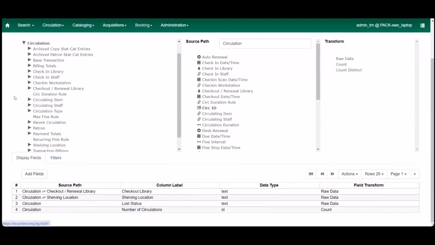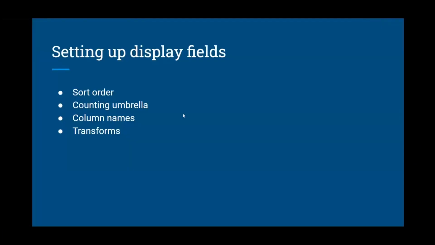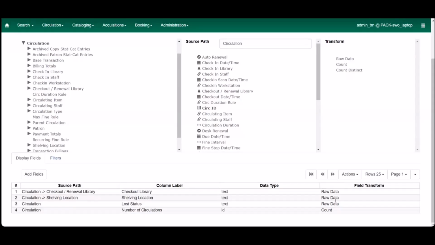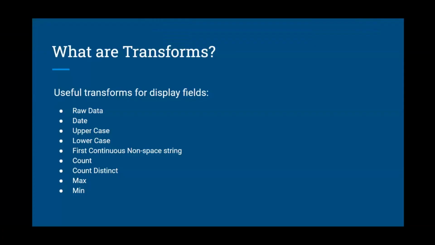All right, so let's go ahead and come back into our slides. And let's talk about transforms. So what are transforms? Transforms are basically how you transform the data to appear the way you want it to. If you choose raw data, which of course is the default, and that's what most of our stuff is here, then you're going to see in your output exactly how something is recorded in the database. And there are some things for which that's perfectly fine.